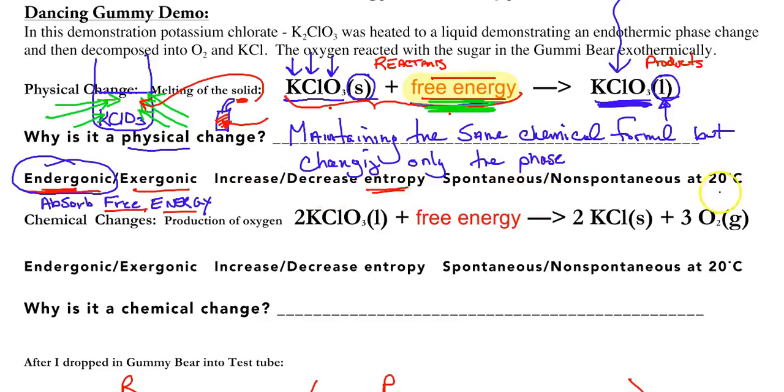I know that at 20 degrees Celsius, at room temperature, this was a non-spontaneous process. And you should see something. If something is non-spontaneous, it's always going to be endergonic because what? Free energy is on the reactant side because you are absorbing it. These will always go together.